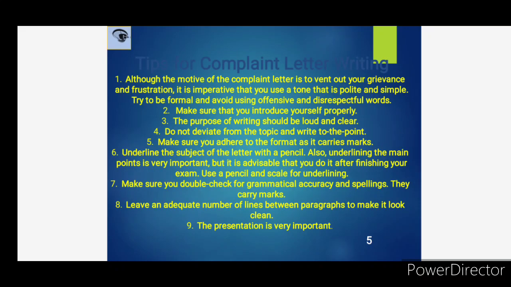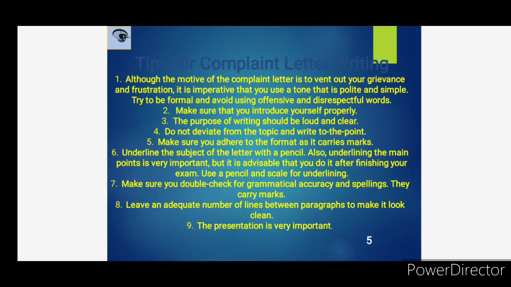Now let's have a look at the tips for writing a letter of complaint. So if you're planning to write a letter of complaint, here are few tips for you. Although the motive of the complaint letter is to vent out your grievance and frustration, it is imperative that you use a tone that is polite and simple. Try to be formal and avoid using offensive and disrespectful words.